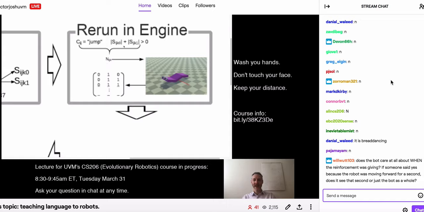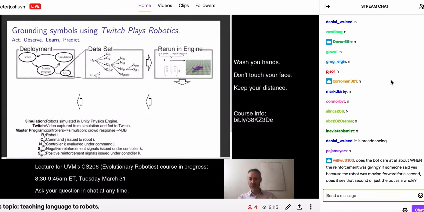We are then going to extract from the data set all of the controllers that received at least one yes or at least one no vote. Again, this might be hard to read. This is S sub IJK 0 plus S sub IJK 1. So we're going to sum the number of yeses and the number of nos. And as long as there is at least one reinforcement signal under jump, we're going to add that controller to our data set. And it turns out there were several hundred of those controllers that had been run on, in this case, the simple worm robot.